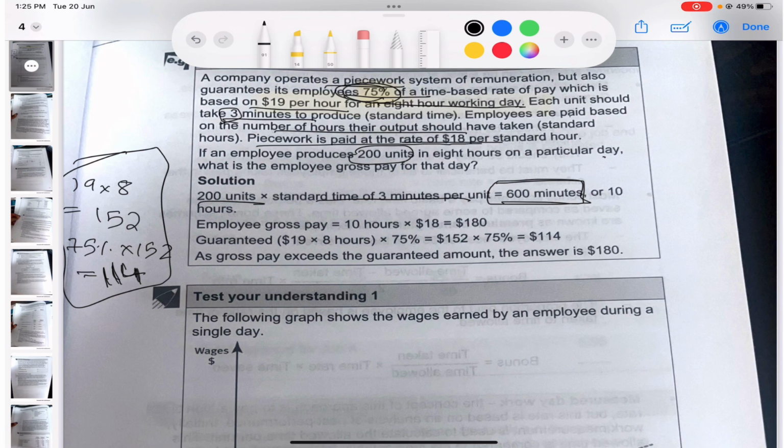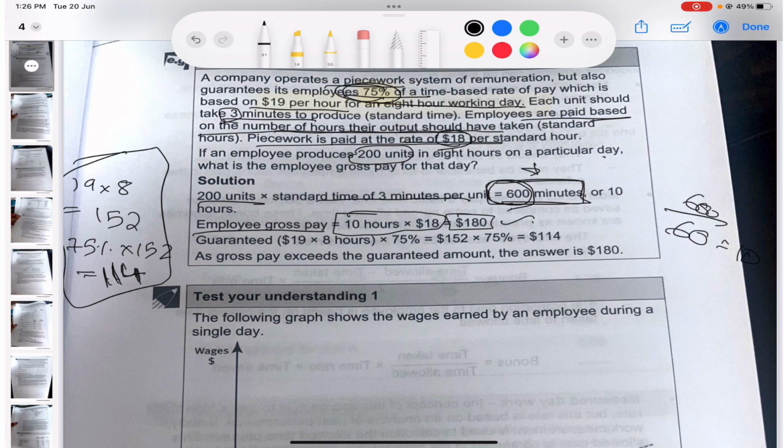piecework is paid at the rate of 18 per standard hour. Okay, for every hour you are getting 18. So 18 multiplied by 600 minutes, but you need to convert it into hours. So how much is 600 minutes? 600 divided by 60 will give you 10 hours. So how much is the employee paid? See, you got to read the question carefully. The question basically says that employees are paid based on the number of hours their output should have taken. So the number of hours the output should have taken, the employee is basically paid on that basis only. We have calculated everything. So now 10 hours multiplied by 18 is going to give you 180.